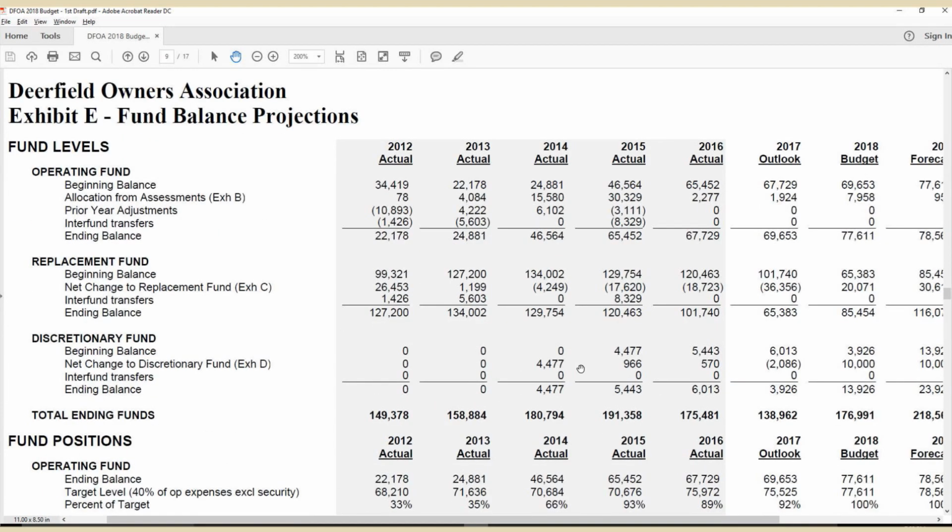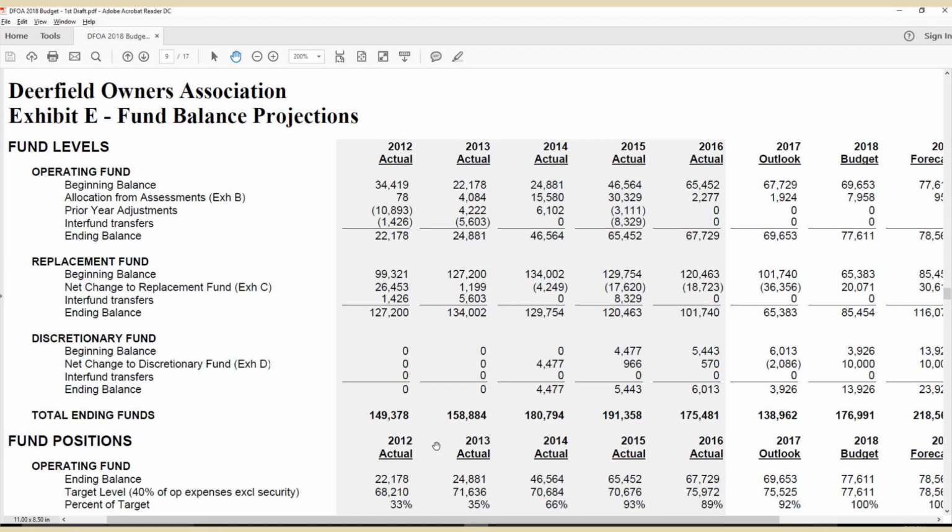Finally, this schedule right here is the most important schedule of the whole super budget, because this is about money. How much money do we actually have? The top part is how much do we have in the operating fund at the beginning of the year, at the end of the year, replacement fund, discretionary or capital fund, and what are our total ending funds?